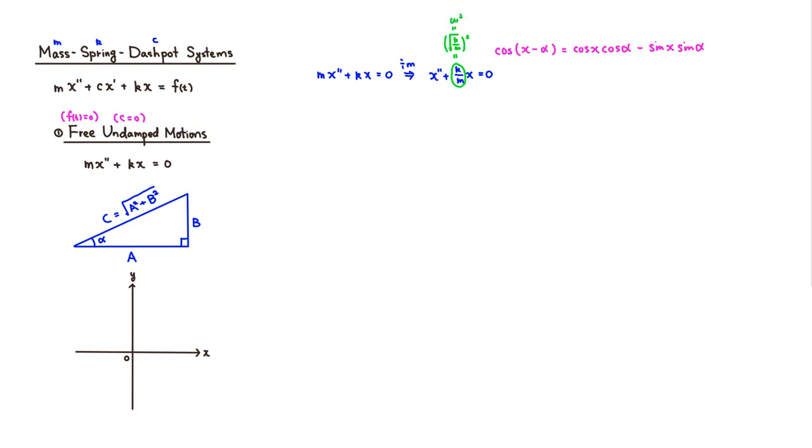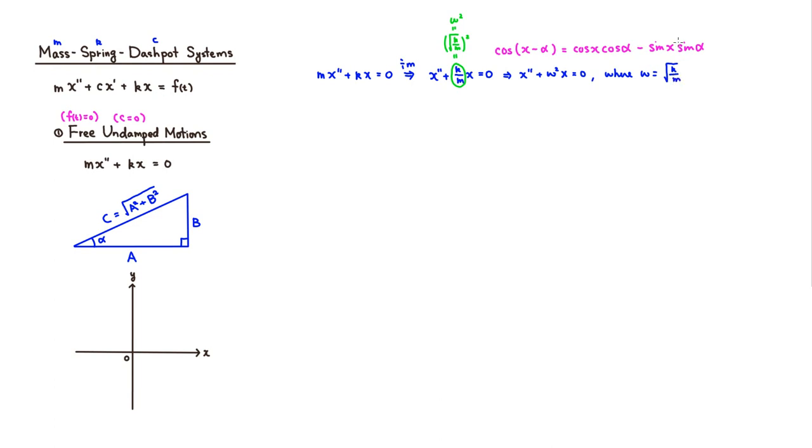So we can write this as x double prime plus omega squared x equals 0, where omega is equal to the square root of k over m.